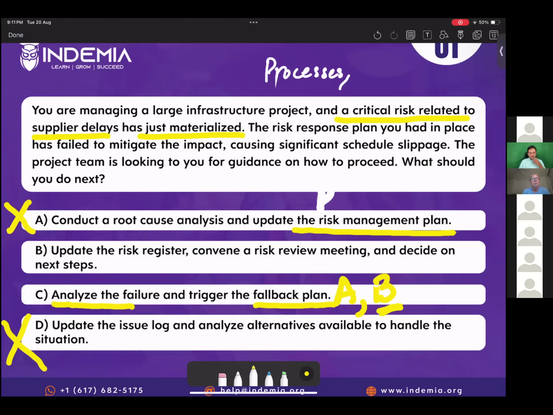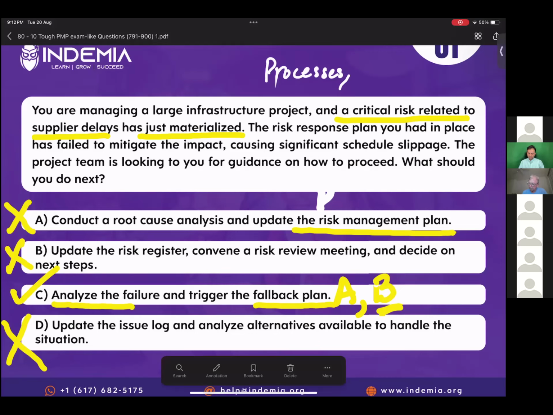There was a comment by Beth that we are not sure if we have a fallback plan. If the option says trigger the fallback plan, it means we have a fallback plan. That's why they're mentioning it. Otherwise, there is no need to mention it. So the correct answer is option C. When plan A fails, we implement plan B. That plan B is called the fallback plan. So C is the correct answer. Let's read the explanation.